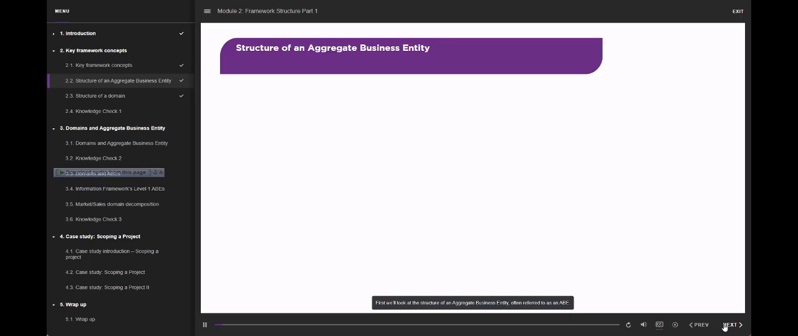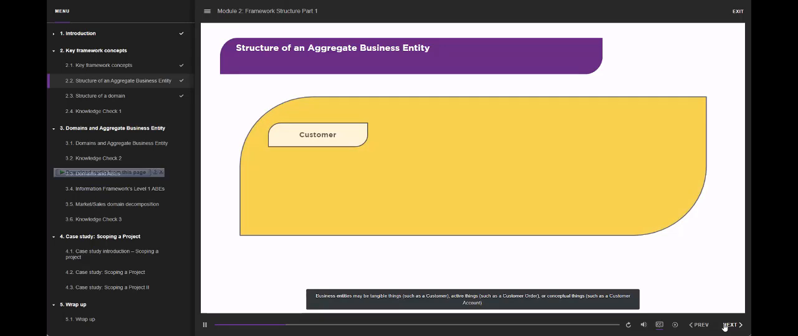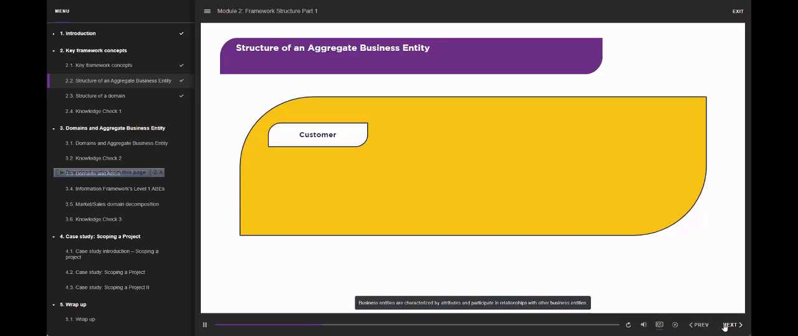First, we'll look at the structure of an aggregate business entity, often referred to as an ABE. The structure of an ABE begins with the first key concept called a business entity, or entity for short, which is something of interest to the business. Here's an example of a customer business entity. Business entities may be tangible things such as customer, active things such as customer order, or conceptual things such as a customer account. Business entities are characterized by attributes and participate in relationships with other business entities. Business entities typically move through a well-defined life cycle.